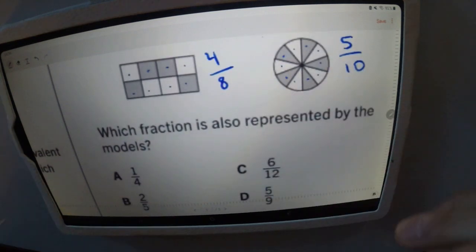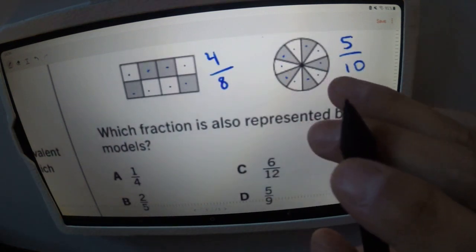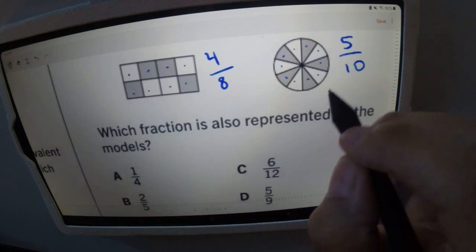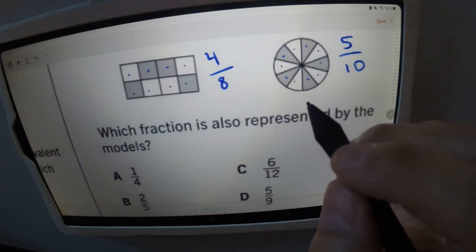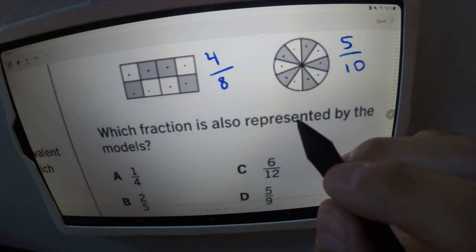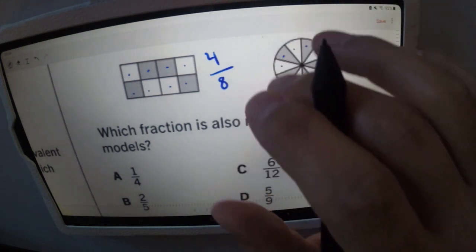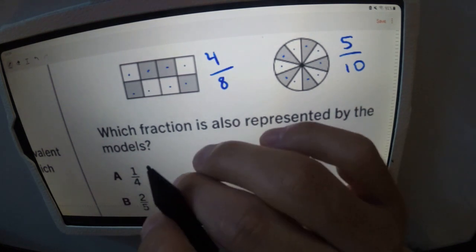Which fraction is also represented by the model? So they're asking which of these are equivalent to the numbers they've already given us. Basically, if you get the same equivalency of these top numbers, you would get one of these numbers here. Okay, so let's just figure this out.